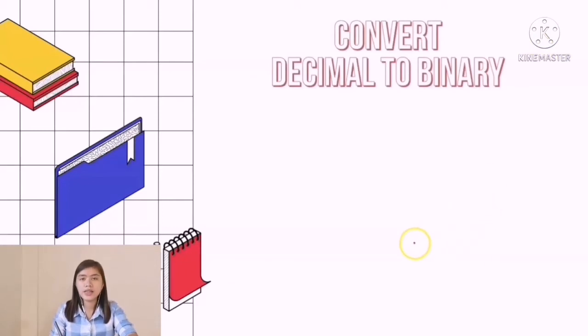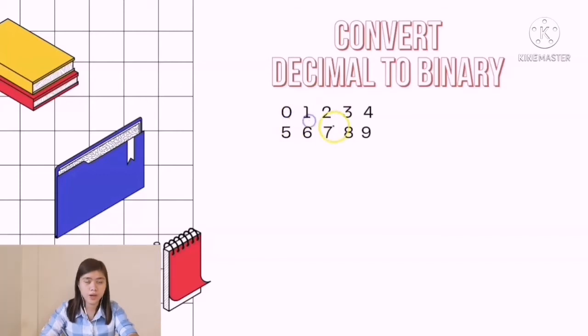Okay, now that we really understand bits, let us now move on to converting decimal to binary numbers. Decimal numbers have base 10, which includes the numbers 0, 1, 2, 3, 4, 5, 6, 7, 8, and 9. Again, the base is 10. While for binary numbers, you already know that it's either 0 or 1. So the base for this is base 2. You should remember this.